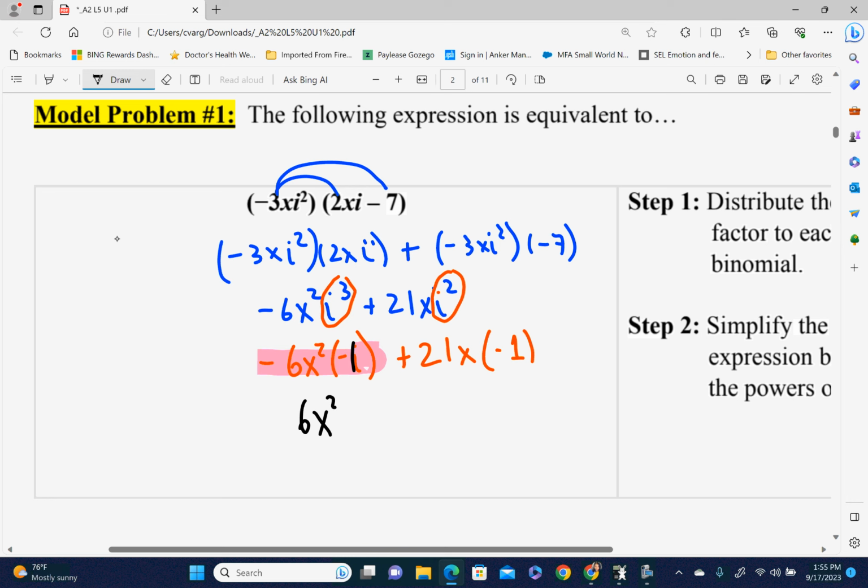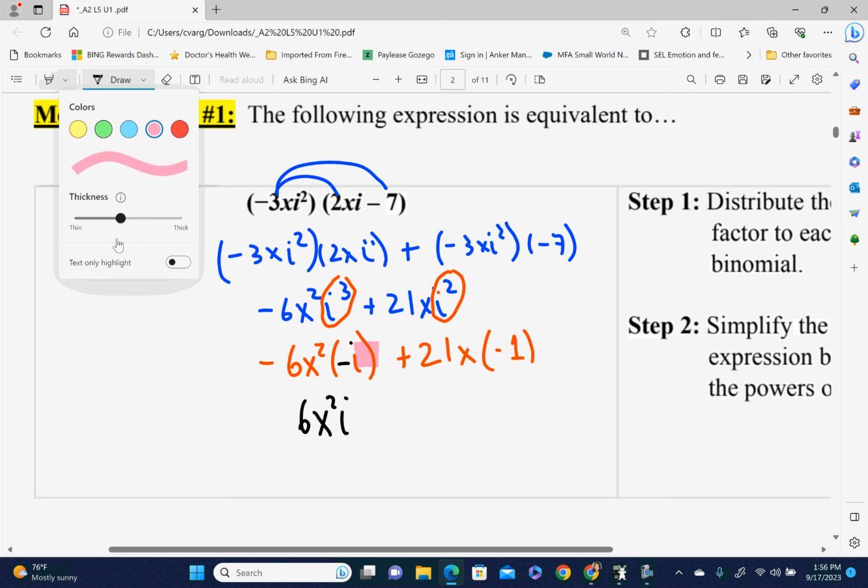And there is, if I erase this 1 right there, there is an i there. Okay. So there is an i here. This is the i. So I have 6 because this was a negative. Negative times a negative gives you a positive. 6 times the 1 that was there gives you 6. X squared comes down and the i comes down. Okay. So all I'm doing right now is simplifying or combining like terms.